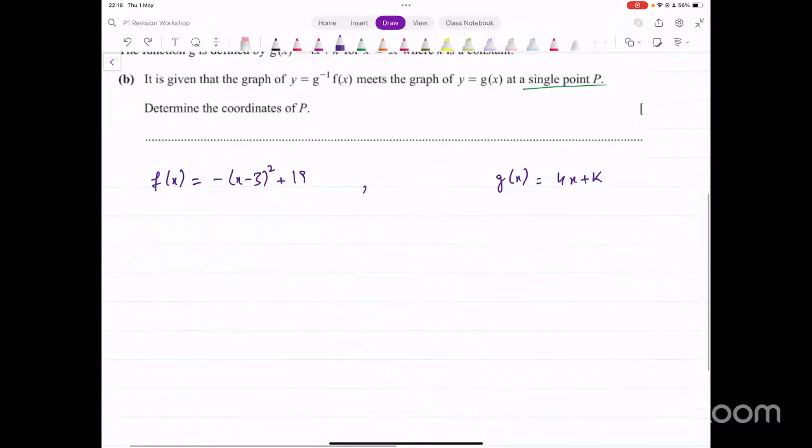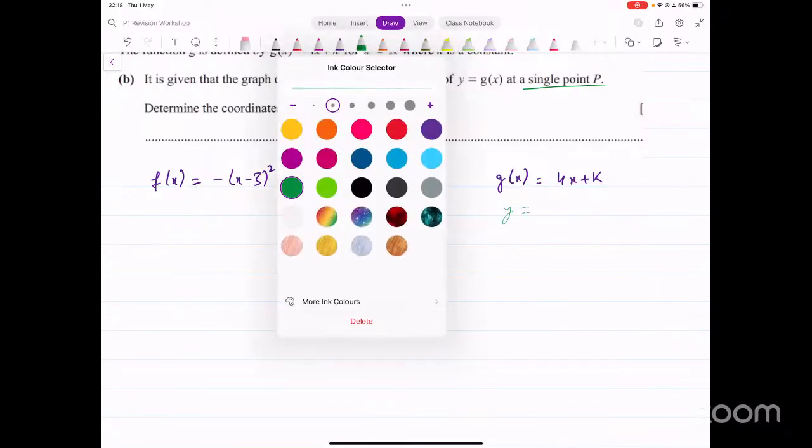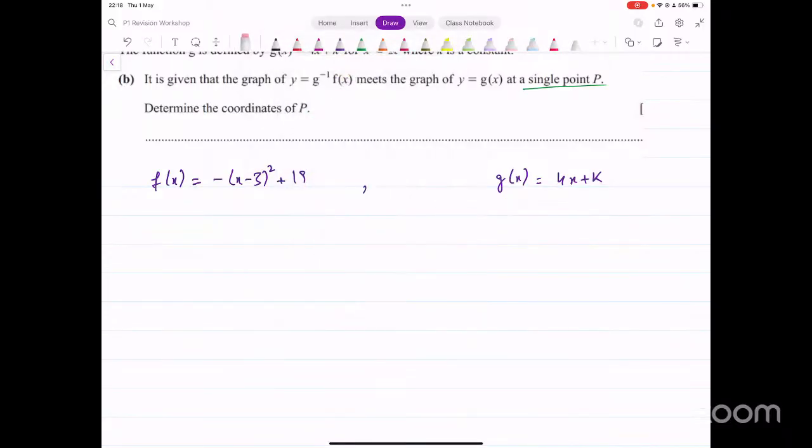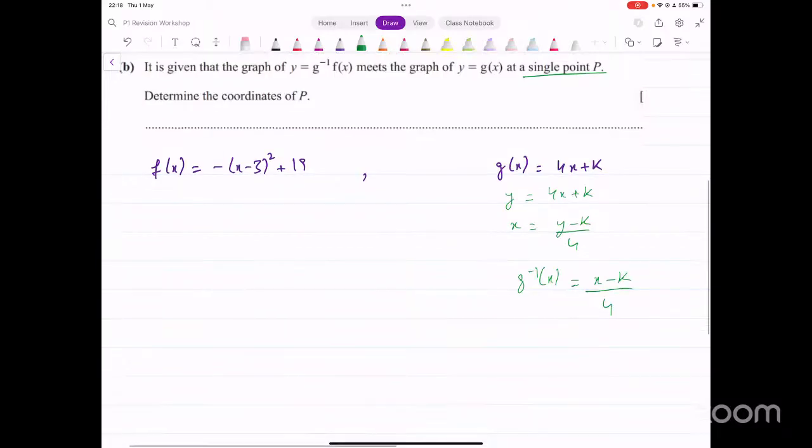Okay, now first of all, let's find g inverse of f. For that, we need the g inverse function first. What's g inverse going to be? Y equals 4x plus k. Make x the subject, and that will give you y minus k over 4. And the g inverse x function turns out to be x minus k over 4. That's the g inverse function.